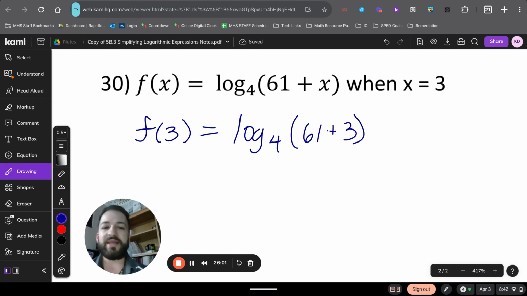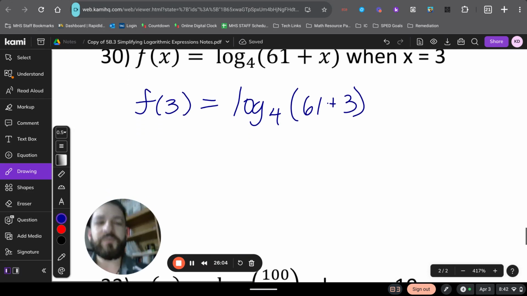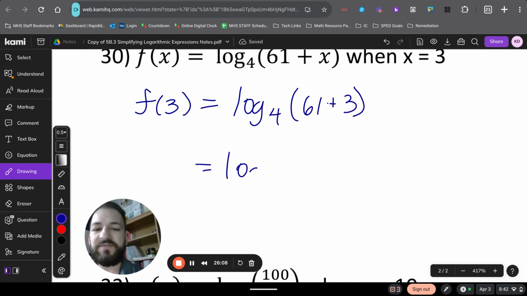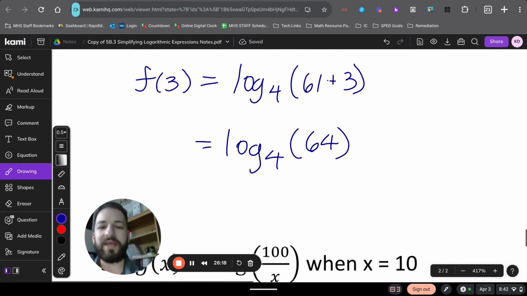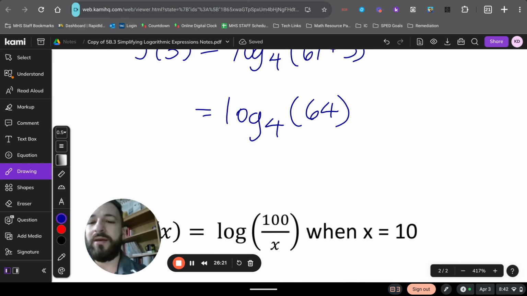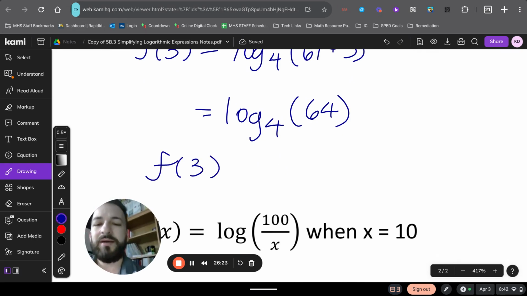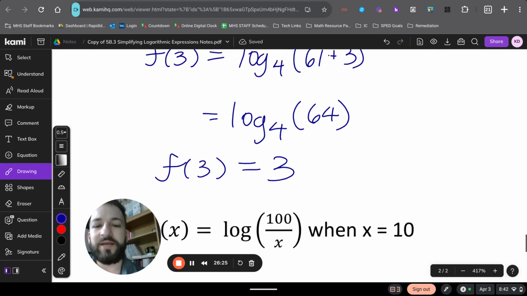And when we plug in that 3, we can then just simplify and reduce from there. So 61 plus 3 is equal to 64. So log base 4 of 64. And now, just like we did up above, we want to think, okay, 4 to what power would be equal to 64? And that would be 3. So our f of 3 is equal to 3.